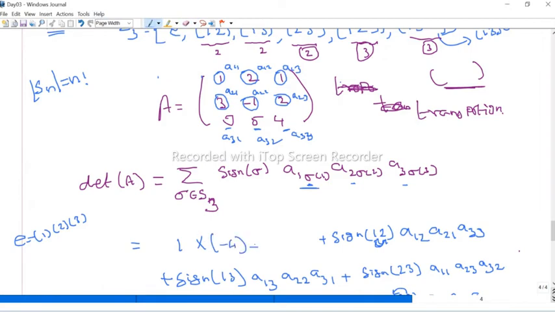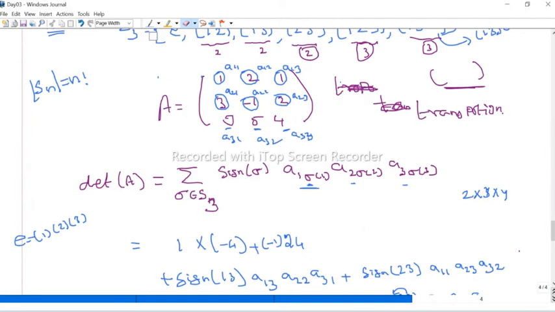Plus sign of 1 2. The sign of 1 2 we already know is minus 1. And what is this product? A12, A21, A33. Look at this matrix: A12 value is 2, A21 value is 3, A33 value is 4. So 2 into 3 is 6, and 6 into 4 is 24. So this is actually 24. We find the value of this term.